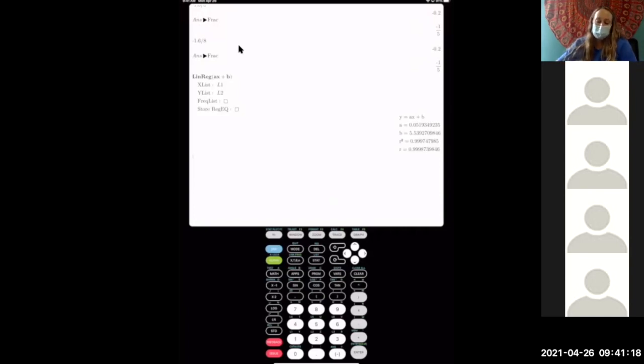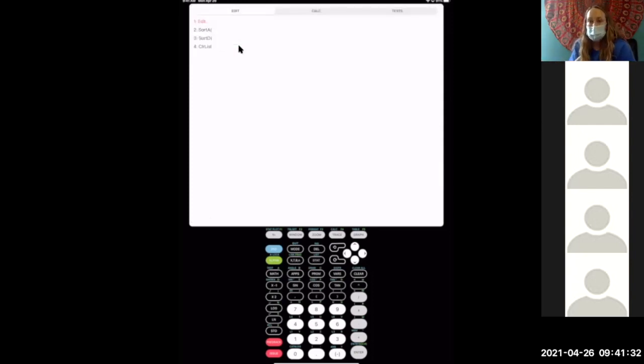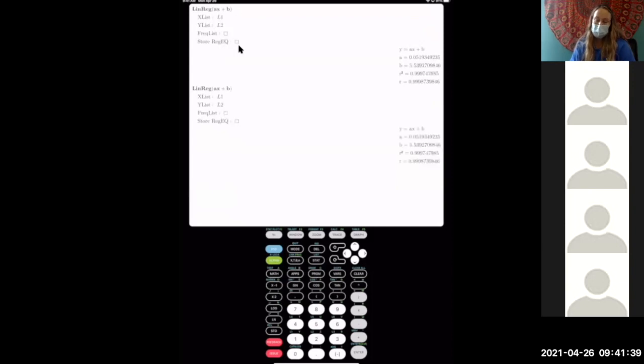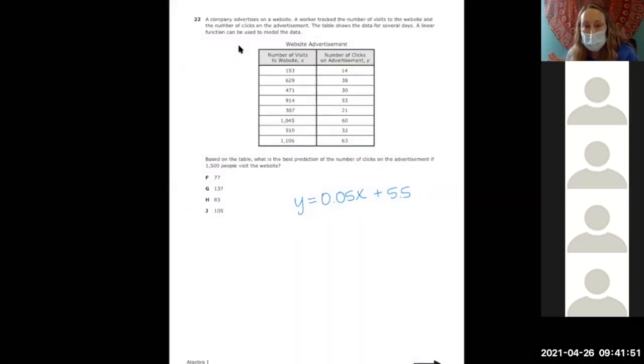So I'm going to go over all the steps again. We did STAT, edit, plugged it in. Then we click STAT, scroll to the right to calc, linear regression, enter, enter. And I'm about to show you, and this isn't even the answer yet. So we got the equation. Now we need to use the equation to find the answer.